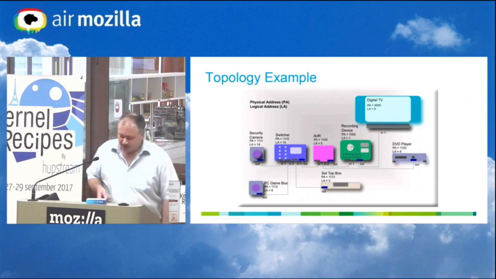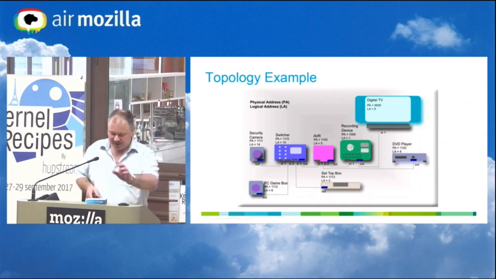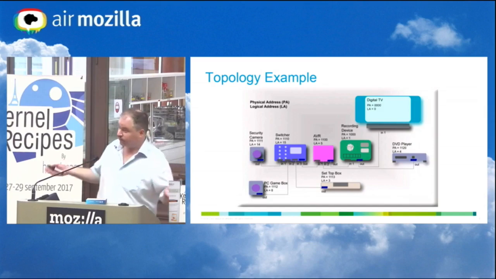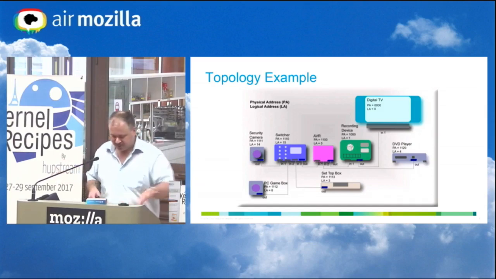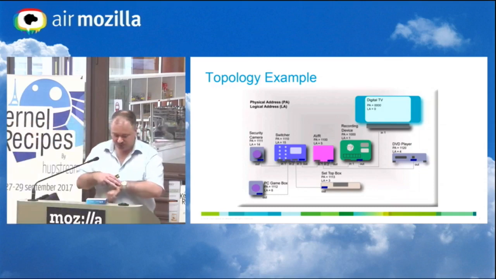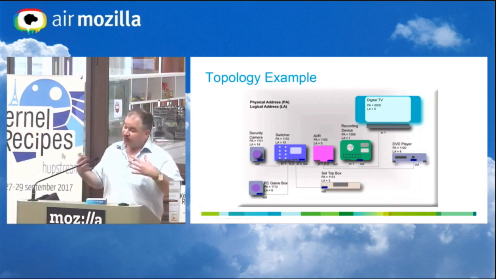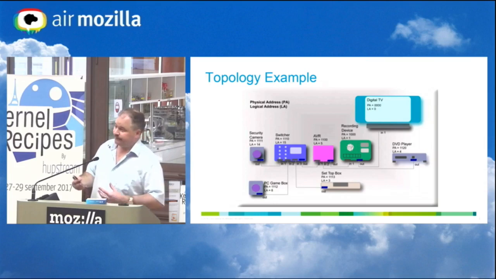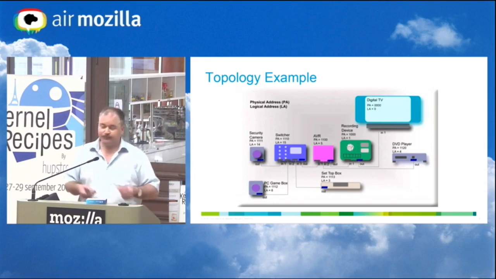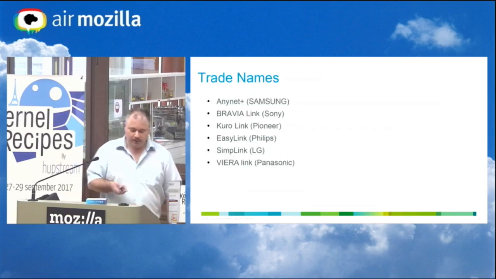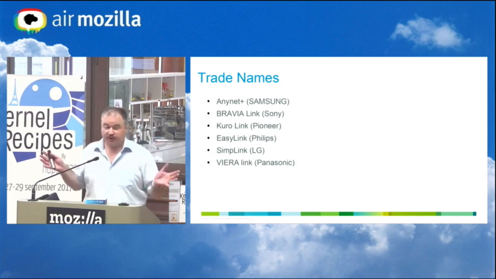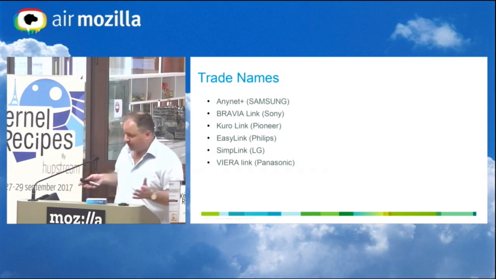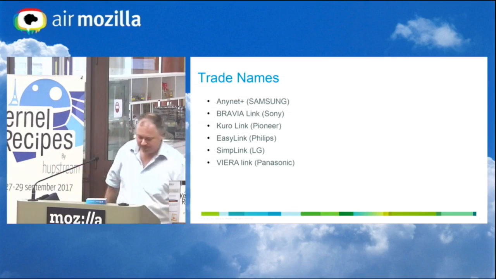This is an example where you have a TV at the top, where physical address and logical address are both zero. And you have recording devices, audio video receivers, all sorts of things connected, set-top boxes. But you can see this is all consumer electronics. That's where this came from. It comes under various trade names. I don't know why they don't call it CEC, but they always want to have their own name.